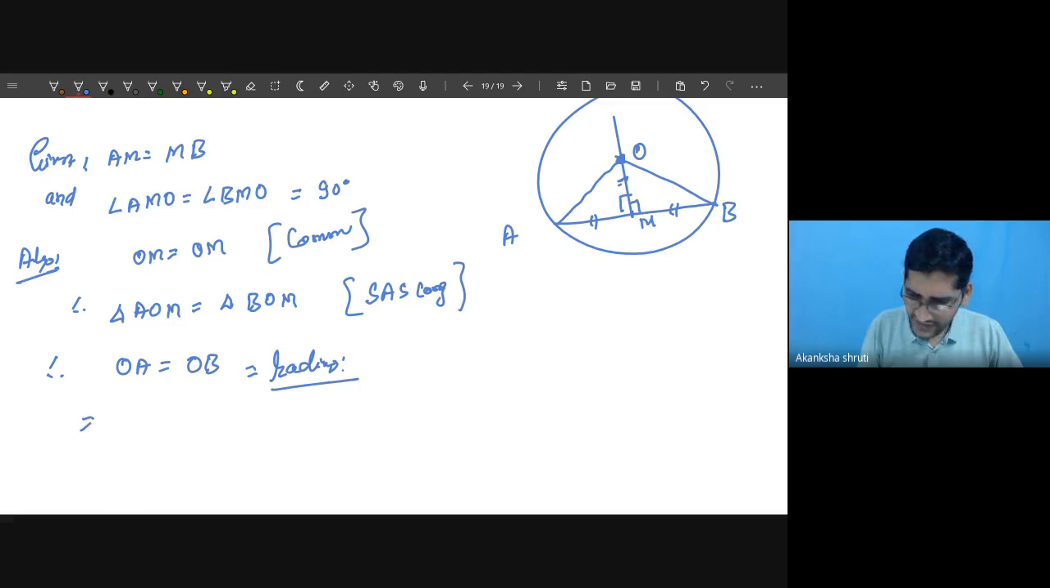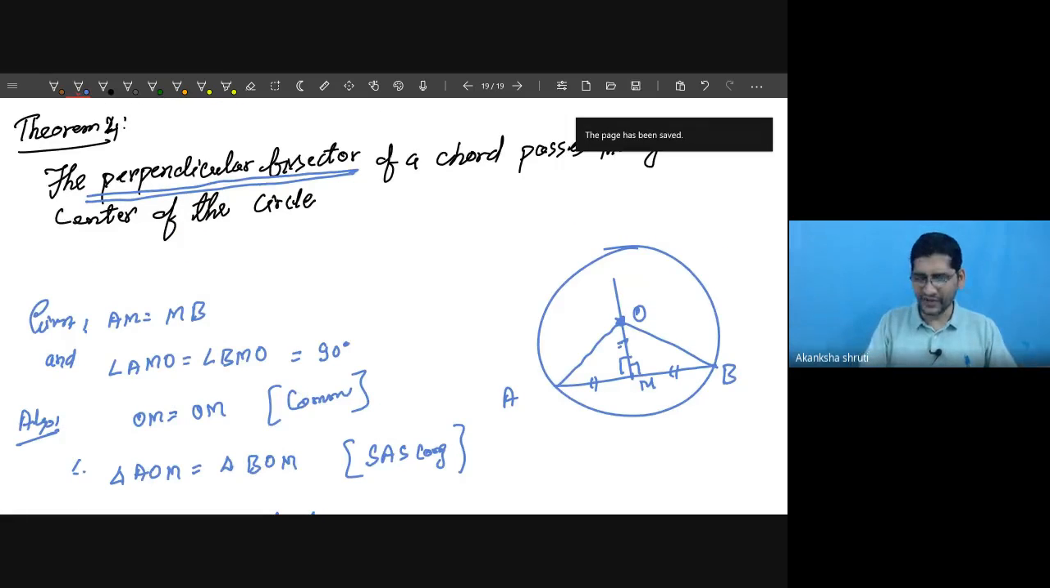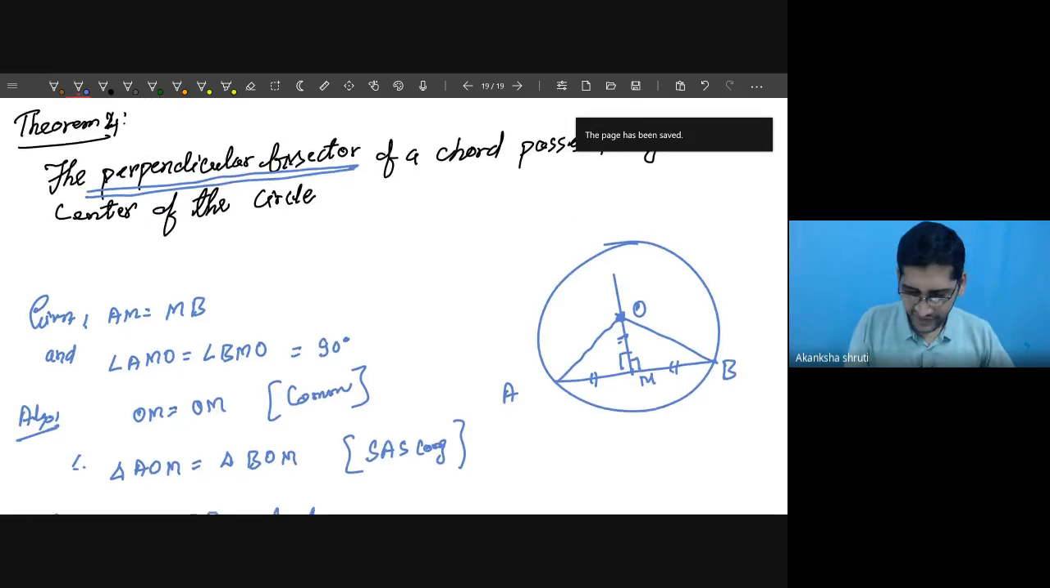So this implies MO passes through center. Okay, it's so simple kind of thing, students, you have to just observe it carefully, you can get it. Okay, it is one thing.